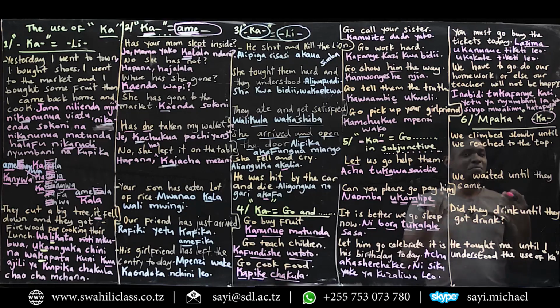We climbed, past sentence. We climbed slowly until we reached the top. This should be the mountain. Let me do this sentence. We waited until they came. Tulisubiri mpaka wakaja. Tulisubiri mpaka wakaja.